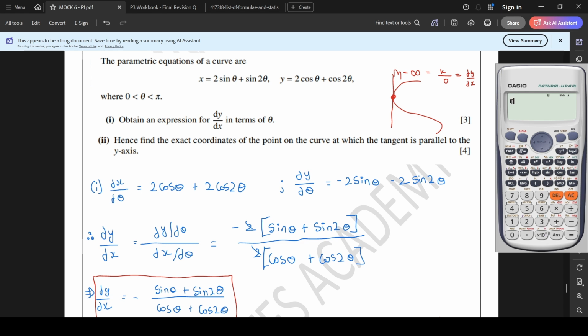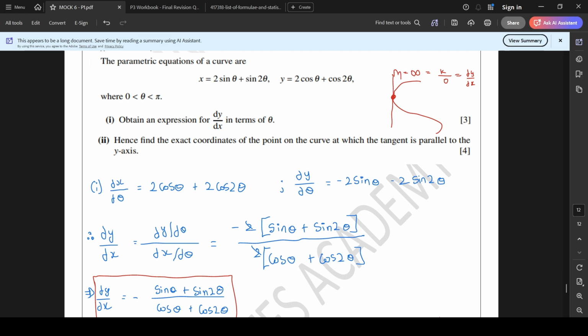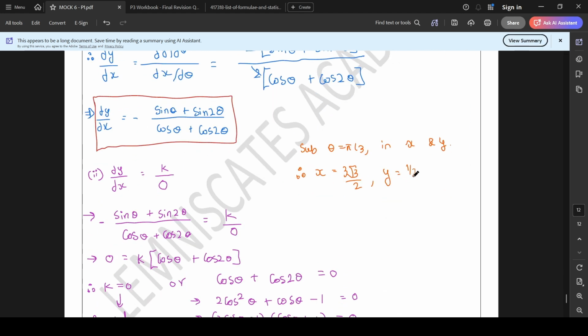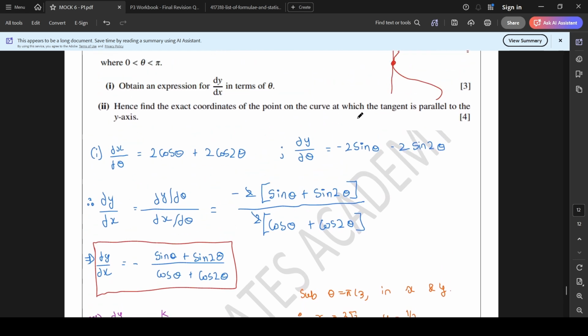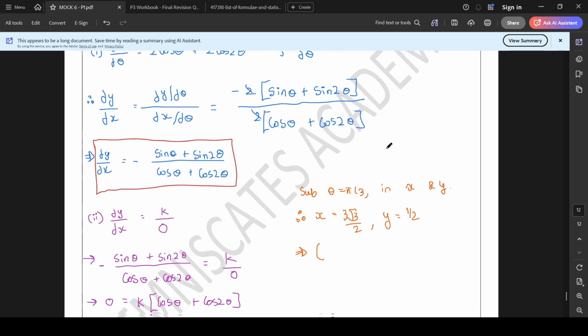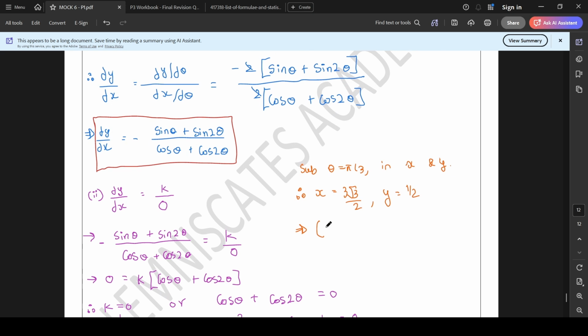Let me save pi by 3 in the answer, and then 2 cos answer plus cos 2 answer. This is giving me an answer of half. So you can have a conclusion that the coordinate at which the tangent is parallel to the y-axis is when x will be equal to 3 root 3 over 2 and y is equal to half.